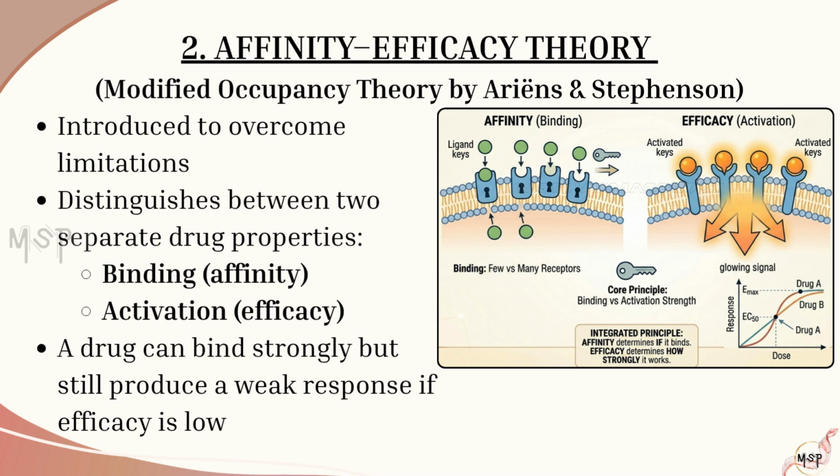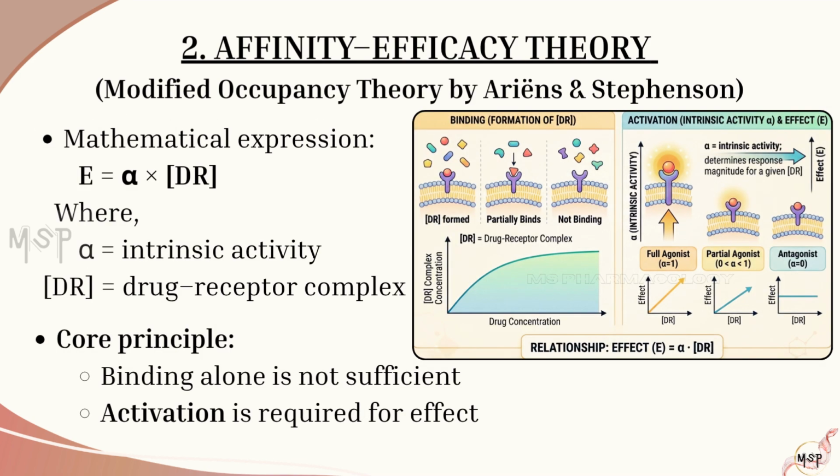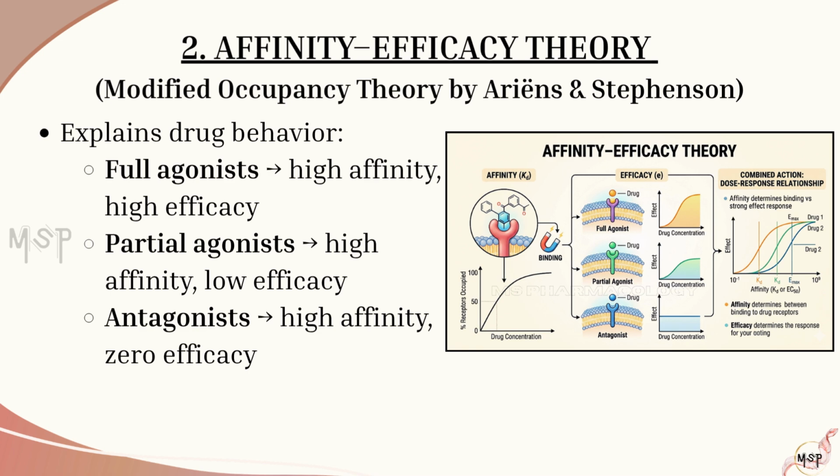So, it separates receptor interaction into two steps: binding, which is affinity, and activation, which is efficacy. Mathematically, this can be expressed as effect, E, equals alpha times the concentration of drug-receptor complex, where alpha represents intrinsic activity. This means that binding alone is not enough. The drug must also be able to activate the receptor to produce an effect. This idea helps explain different types of drugs.